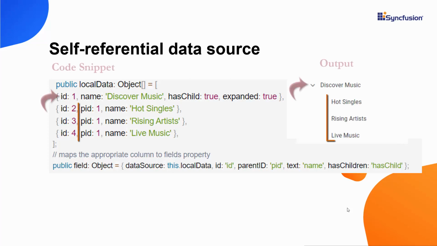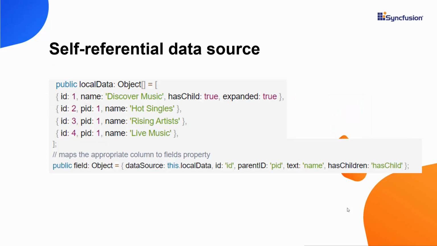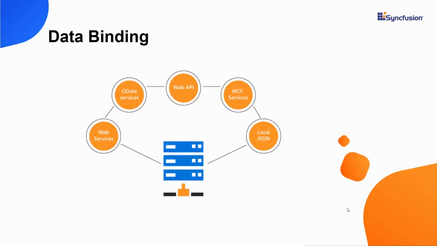Notice here, these three objects have an additional field, parentID with the value 1, which indicates that they render as child nodes. As I am going to bind the remote data source to the component that returns self-referential data, I need to map both the parentID and hasChildren fields appropriately. To bind the remote data, I am going to use Syncfusion's DataManager library. This data manager acts as a gateway between the TreeView component and data source and uses queries to interact with both local and remote data sources.